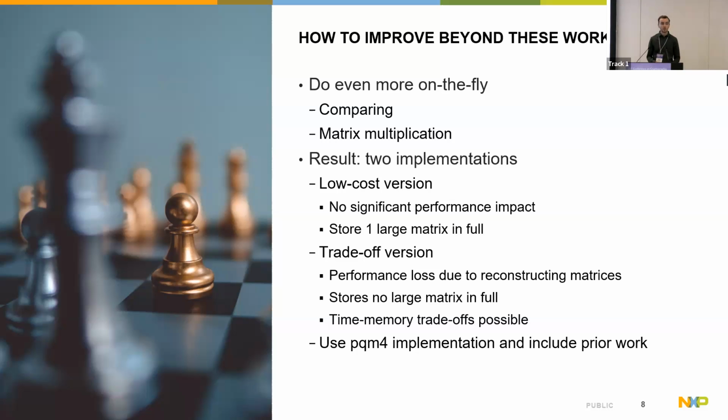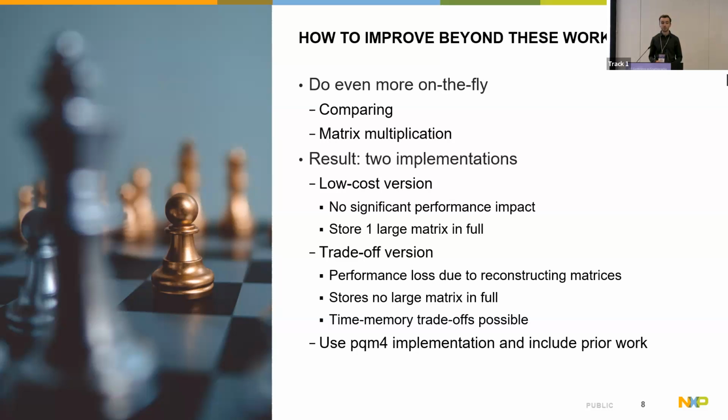Now, results are twofold, because we ended up making two implementations, and the first implementation we call the low-cost version. Now, the idea here is that we want to optimize the memory as much as possible without having a significant impact on the performance. By performance here, I mean the runtime, so the cycle count. And this is characterized by still having to store one large matrix in full. So one large matrix, I mean one of these n by n bar or n bar by n.